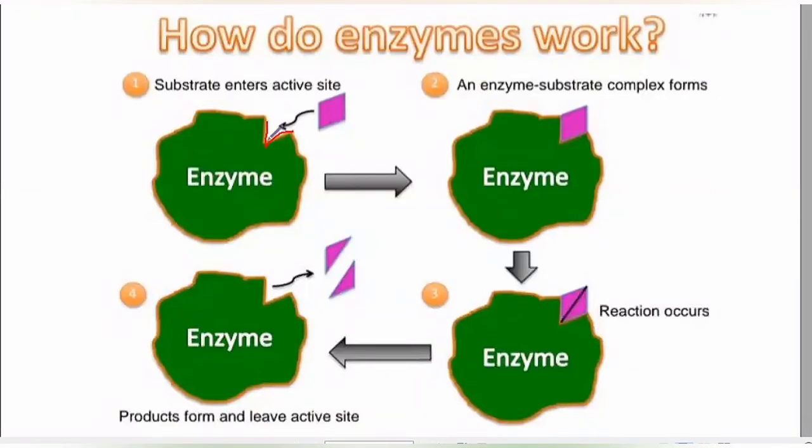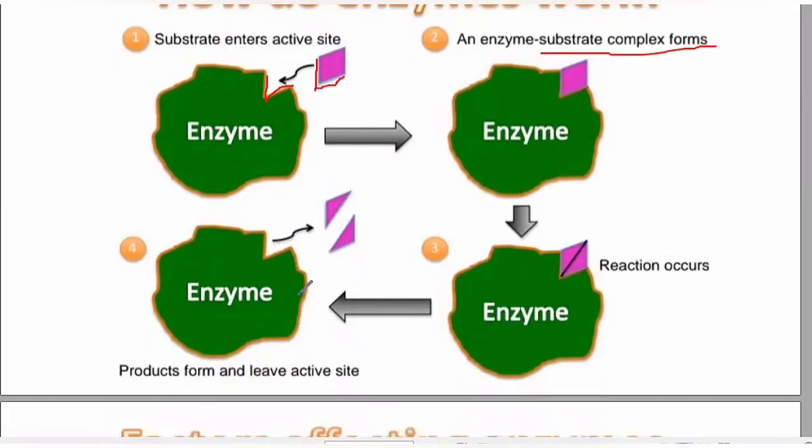This purple or pink here is the substrate. You can see that the shape of the active site is complementary to the shape of the substrate, and the substrate will fit into this active site, and in the next step the enzyme substrate complex will be formed. This is the enzyme substrate complex, in which the active site is occupied by the substrate. Then in the third step, this substrate will be converted into product by the enzyme.